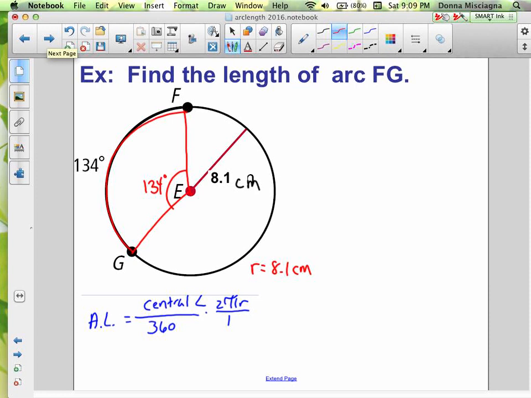So now let's find the length of arc FG. We take the central angle, or the arc, they're the same, in degrees, so that's 134 degrees over the entire circle, 360, and then times 2 times pi, and the radius is 8.1. And I'm just going to write that again so I don't mess up my first one.